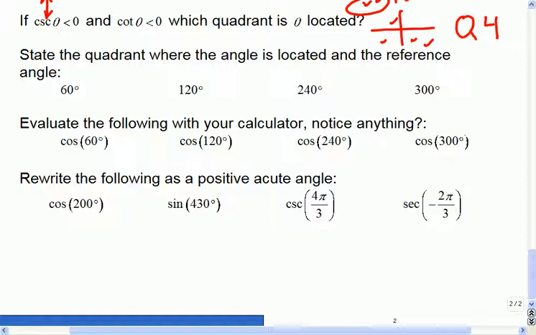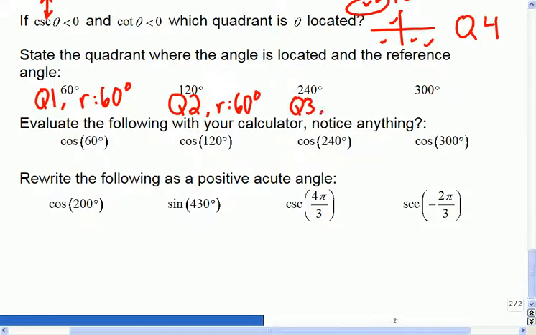Just to show you how it works, I got a few examples cooked up. So 60 degrees, this is a quadrant 1 angle, and it has a reference of also 60 degrees. So I'd like you to work out the same thing for those other three angles. Which quadrant and what's the reference angle? Okay, so you should have got quadrant 2, and again a reference of 60 degrees. Quadrant 3, a reference of 60 degrees. And quadrant 4, a reference of 60 degrees.